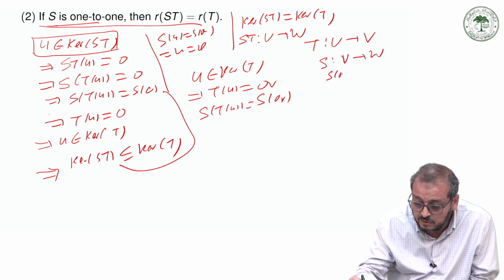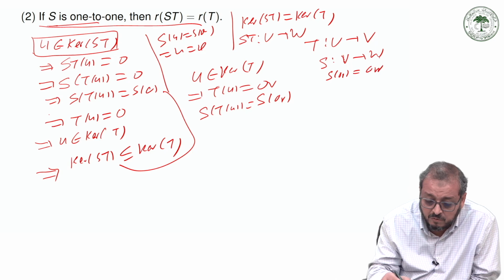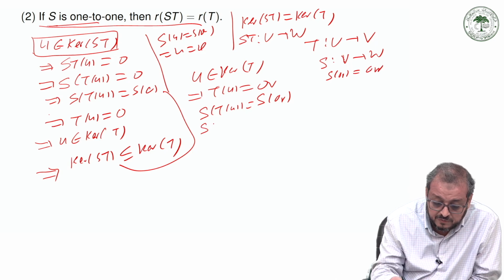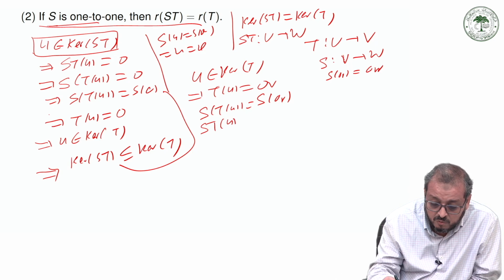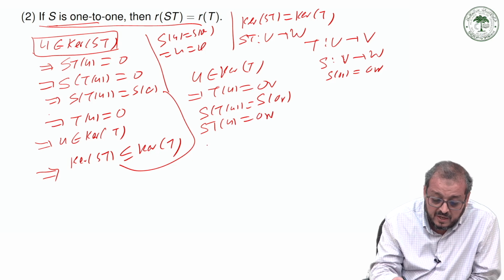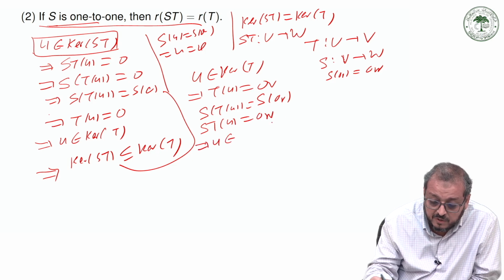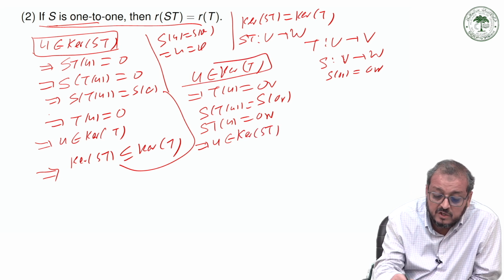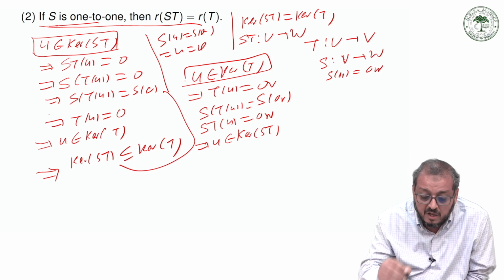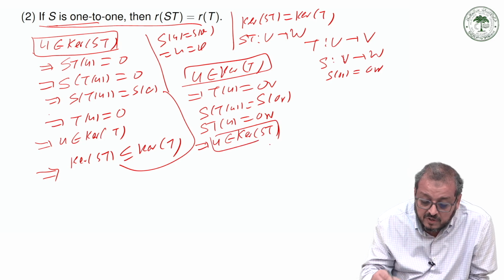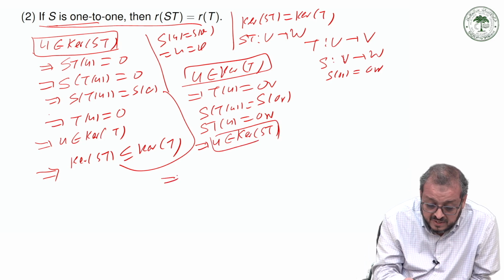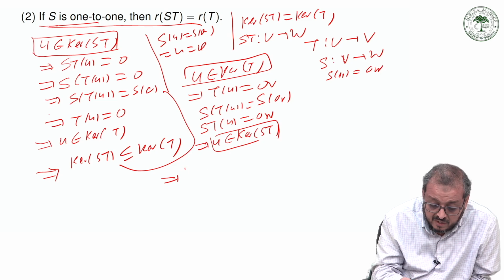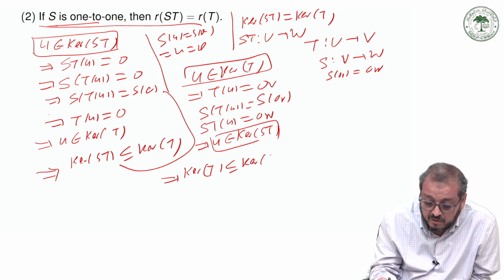So, S of 0 of V is the same as 0 of W. This means we can say that S of T of u is equal to 0 of W, and this implies that u is an element of the kernel of ST. Assuming that u is an element of the kernel of T, we show that u is an element of the kernel of ST. This implies that the kernel of T is contained in the kernel of ST.